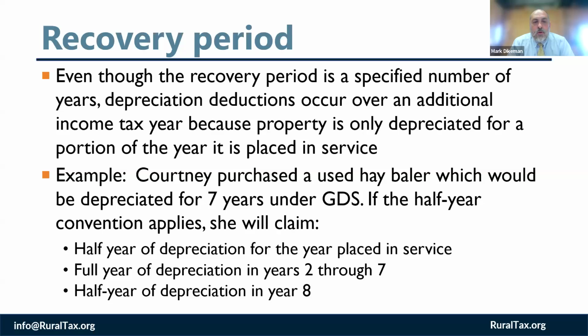So as an example, Courtney has purchased a used hay baler. Because it's used, we're going to use a 7-year life under GDS. If we assume that the half-year convention applies, in that first year where the baler is placed in service, we get a half year. Years 2 through 7, we're going to take a full year of depreciation, and then to clean things up, we take the remaining amount in year 8. So a 7-year piece of property, but we've depreciated it over 8 tax years.